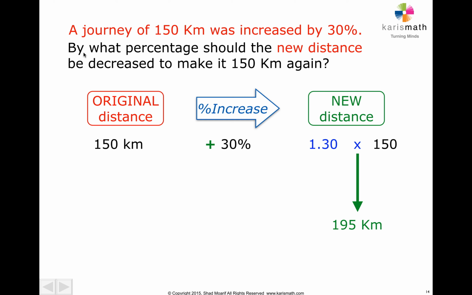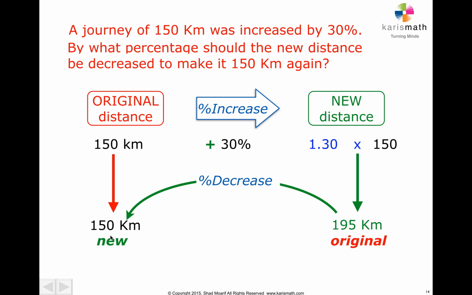Now, we want to find out by what percentage this new distance should be decreased to make it 150 kilometers again. We want to bring this back, or reduce it, to 150 kilometers. So by how much do we reduce this in terms of percentage? Well, we have to treat this now as the original, and this is the new decreased amount, and the percentage is how much in terms of decrease.